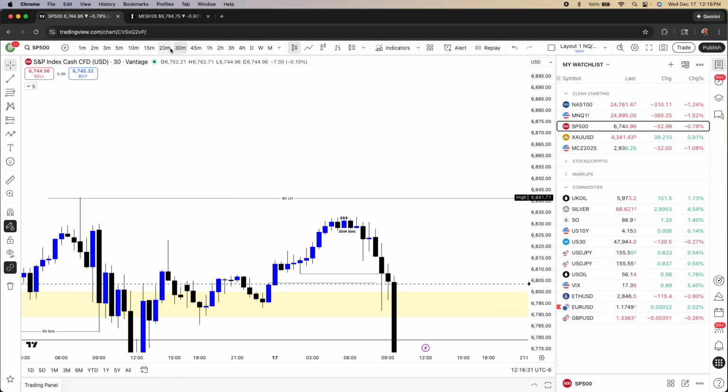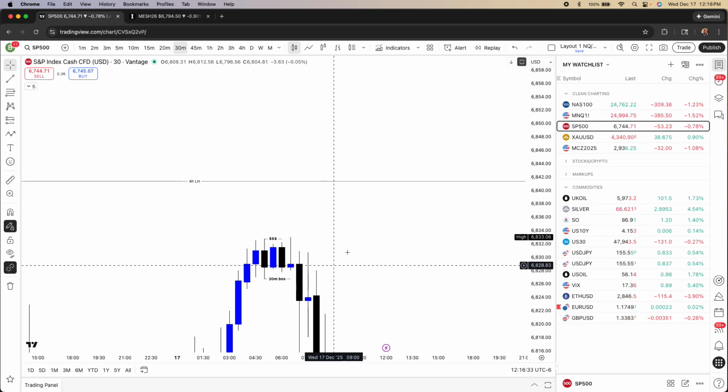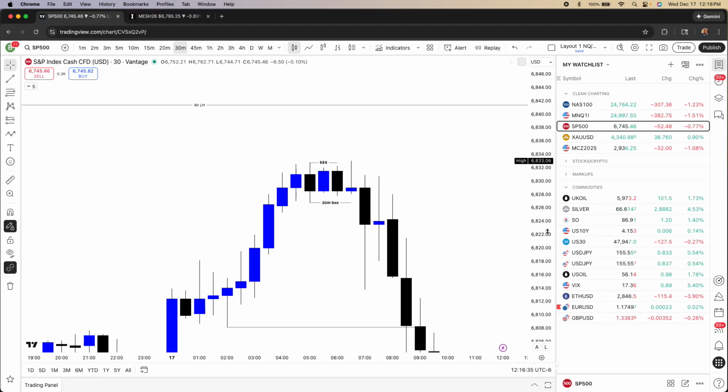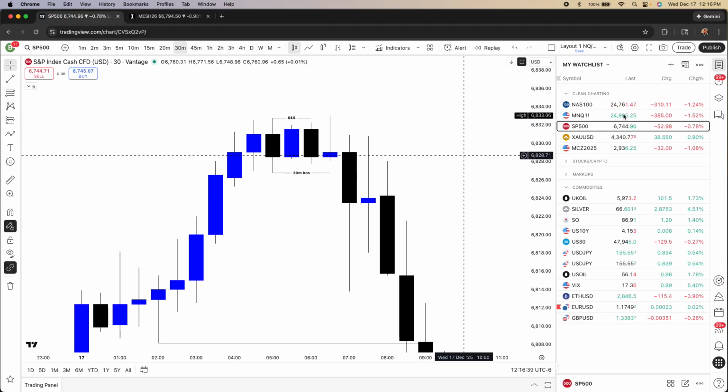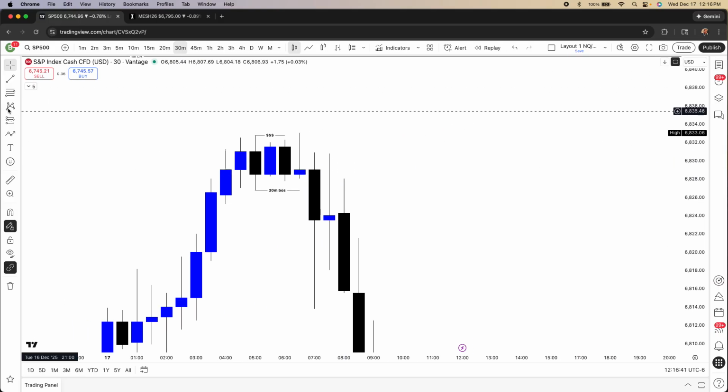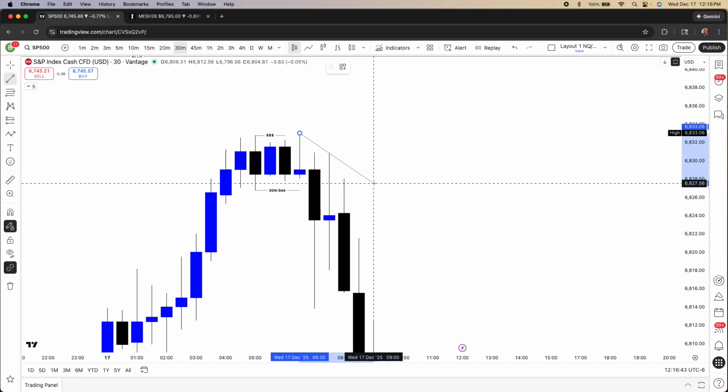Let's go down even further after we get this 30-minute break of structure to see if we could have gotten a refined entry on a lower time frame. So I also sometimes draw a little trend line like that.